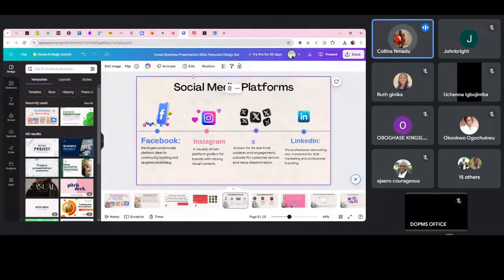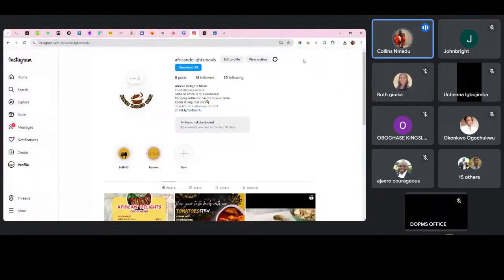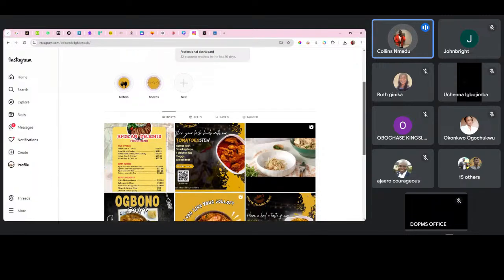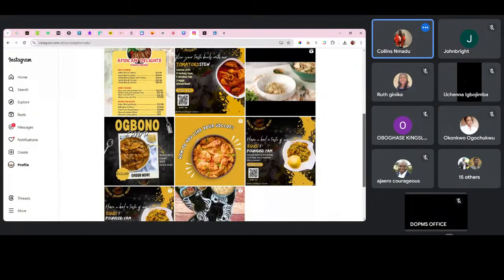Now, Instagram, like I said, is basically a visually driven platform that is perfect for brands with strong visual content. So just like I said, if you're the kind of person who enjoys pictures, you can grow your brand better utilizing Instagram. If you like short reel videos or pictures, it's very, very easy for you to come to Instagram and just do your thing.